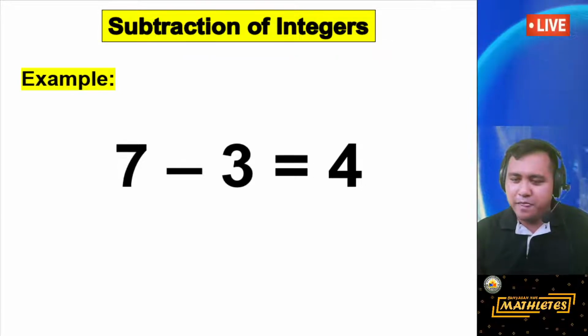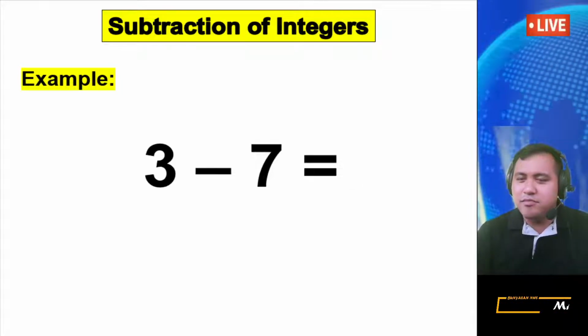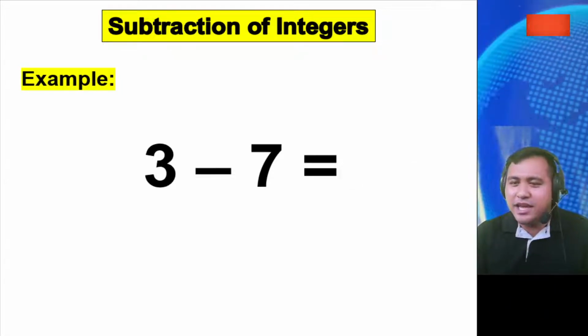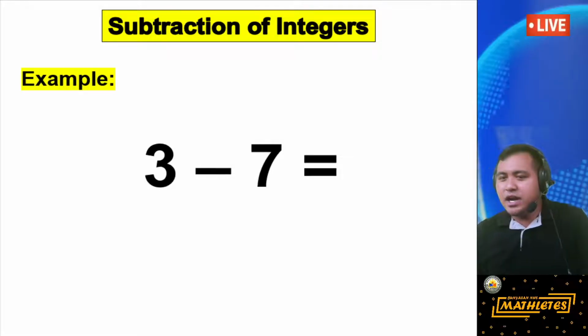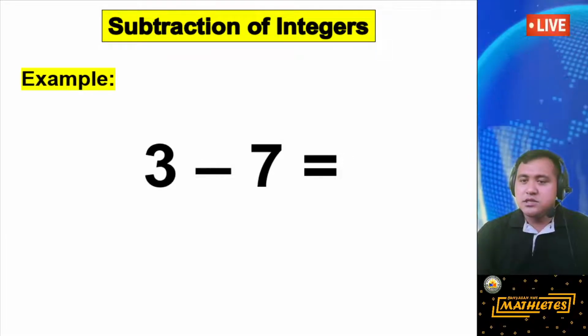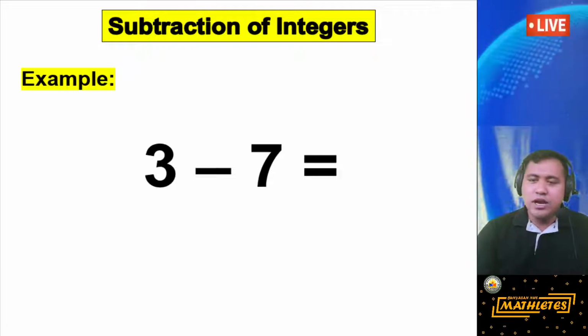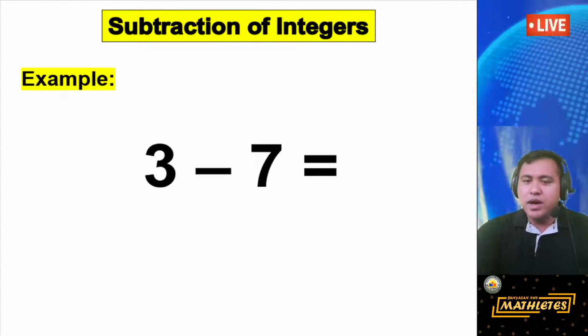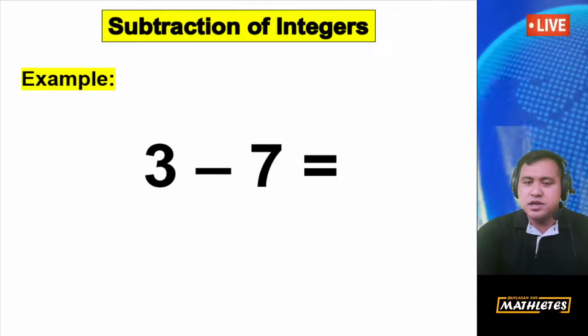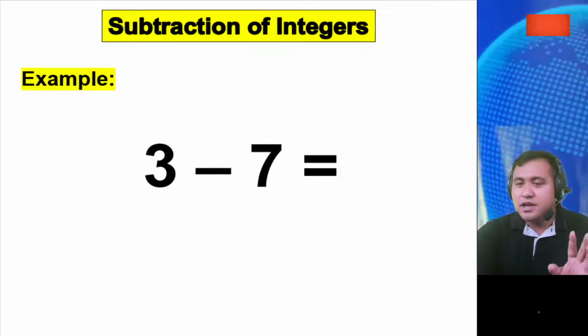But if you say 3 minus 7 in elementary, they told you it cannot be. Why cannot be? Because in elementary, negative numbers were not yet introduced. But in high school, 3 minus 7 can be subtracted.